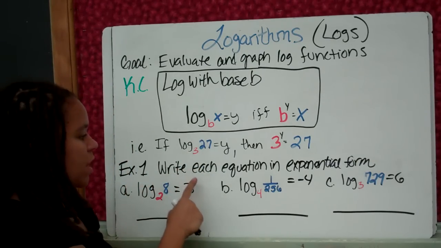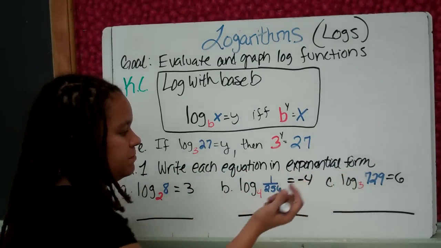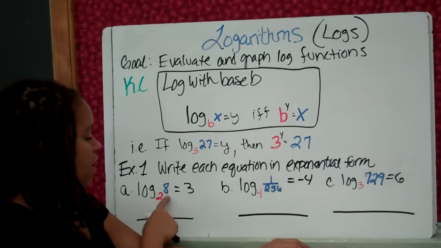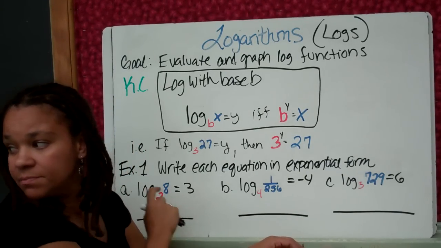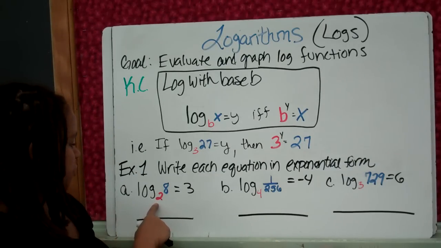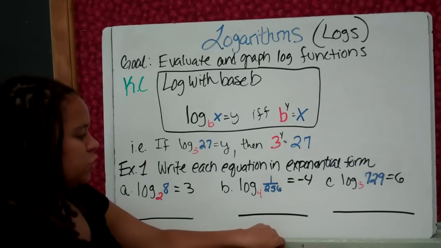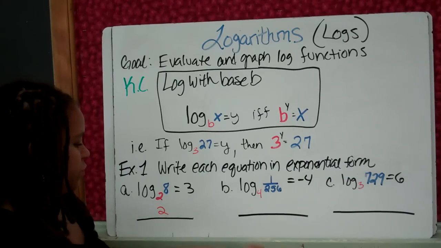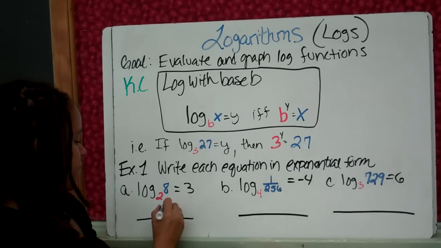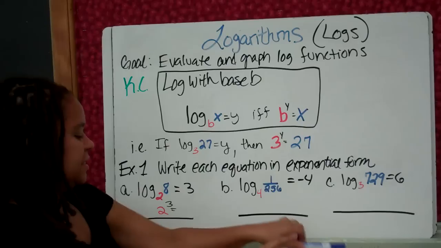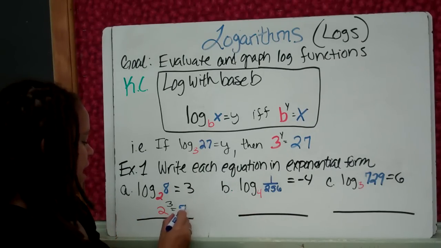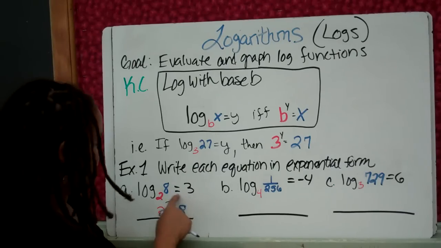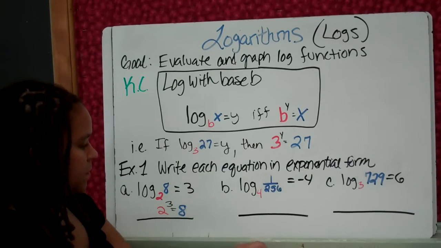Okay, so example 1, write each equation in exponential form. So log base 2 of 8 equals 3. That means 2, sorry, I changed colors a little bit, 2 to the power of 3 is equal to 8. Base to the power of the answer is equal to the big number.